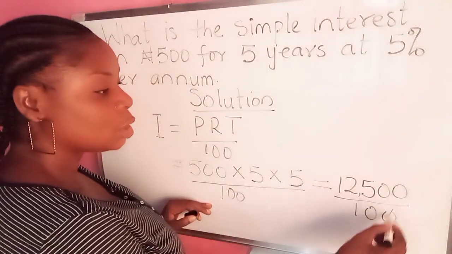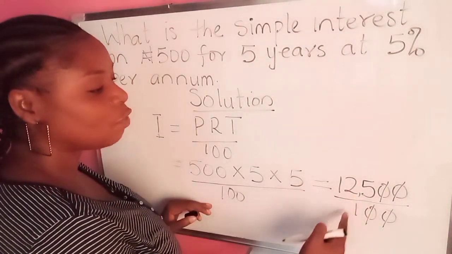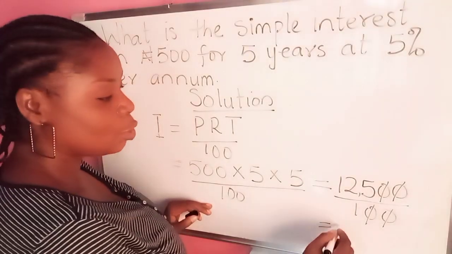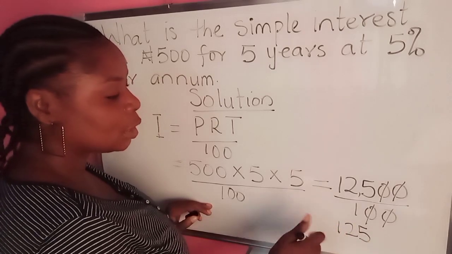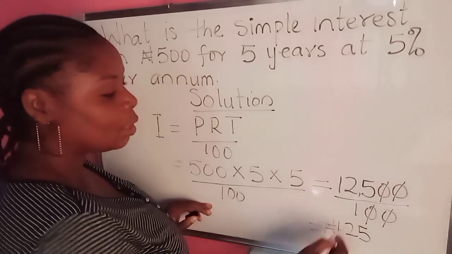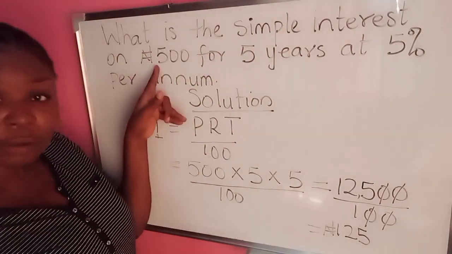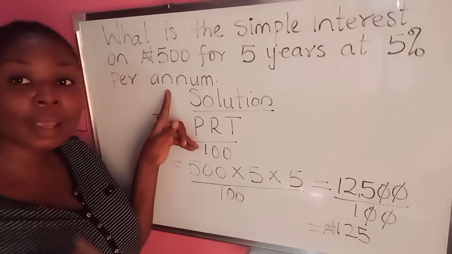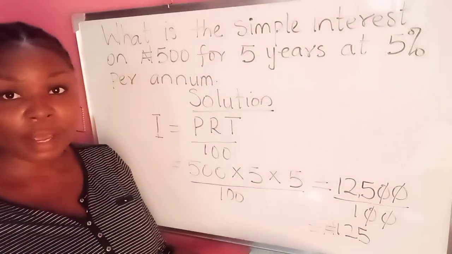Alright, so 0 can cancel 0, 0 cancels 0. We're left with 125 on top over 1. And any number divided by 1, of course, you know it remains the same number. So our simple interest on 500 naira for 5 years at 5% per annum, per annum means per year, is 125 naira.